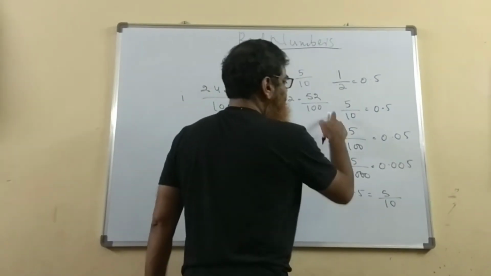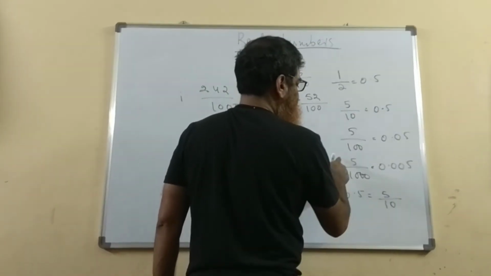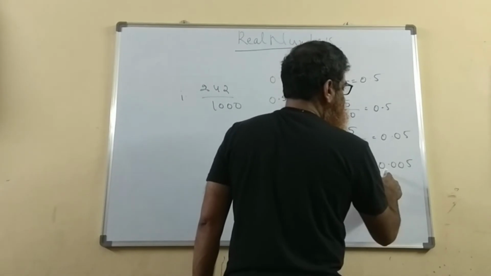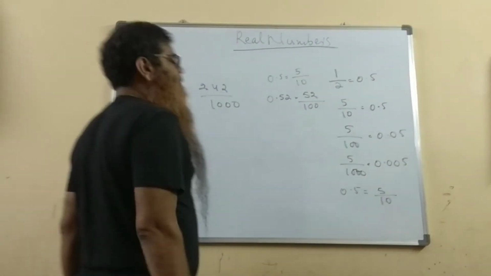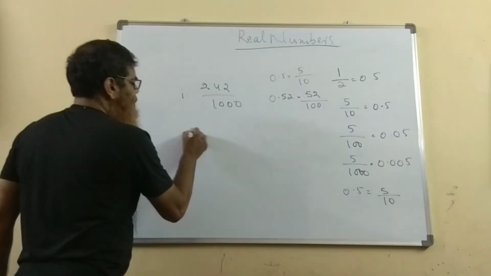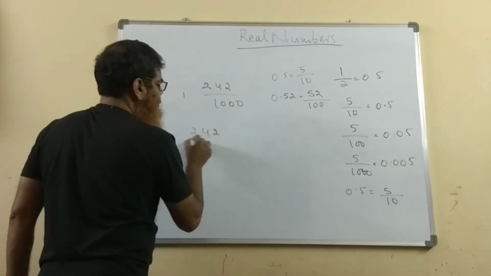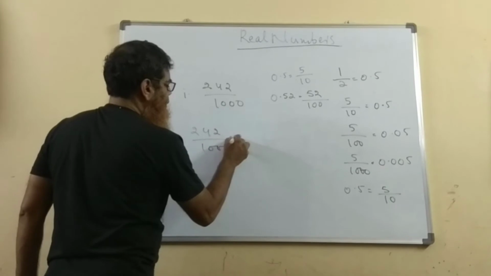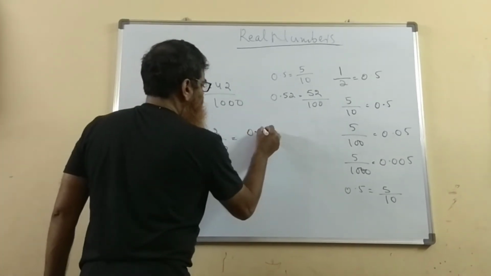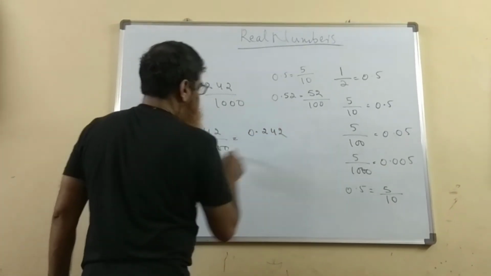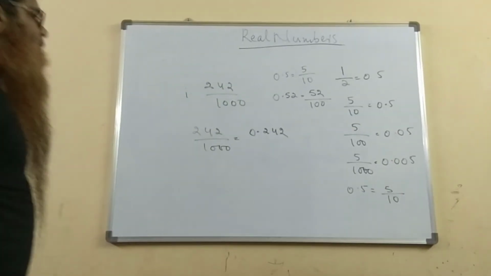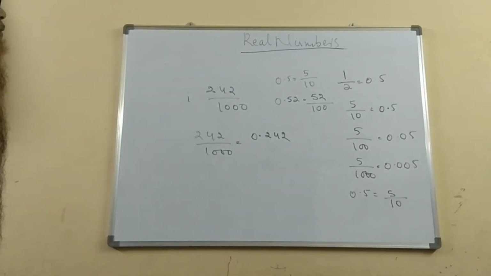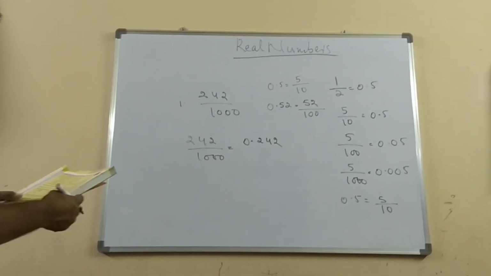Similarly, I am repeating the same for your understanding. 5 by 1000 is equal to 0.005. Here it is 242 divided by 1000. It becomes 0.242, a point for the 1 and 3 numbers after the decimal. It becomes 0.242.